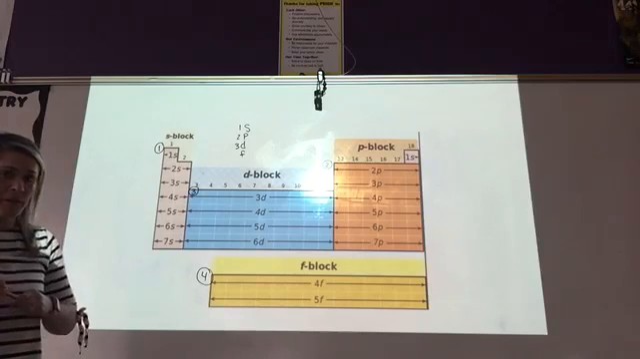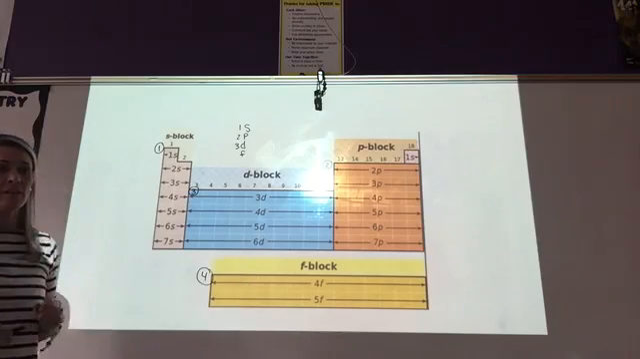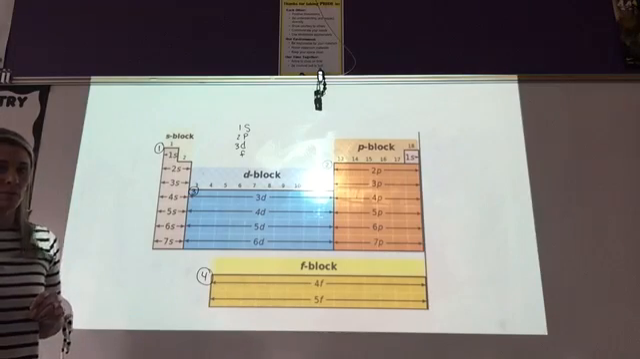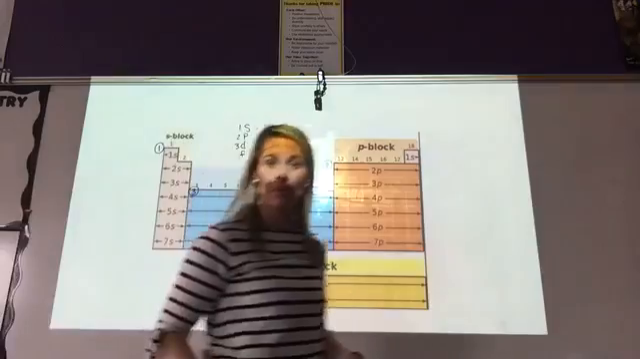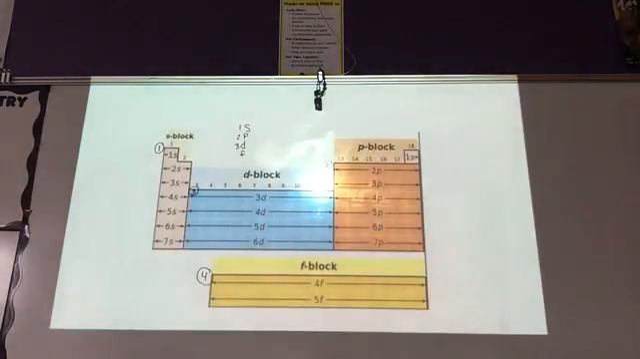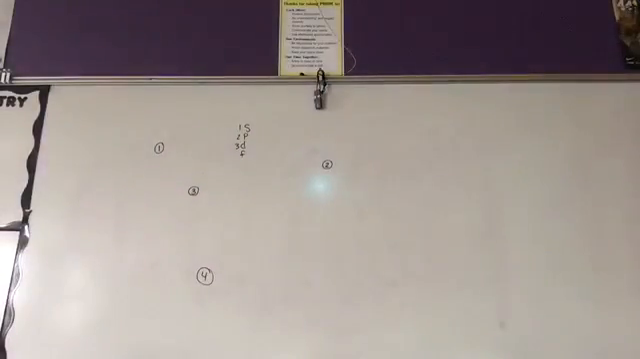Pause for a moment, and if you could get your periodic tables out, that would be great. Get those periodic tables out, and we're going to label those together. And you'll eventually color those.